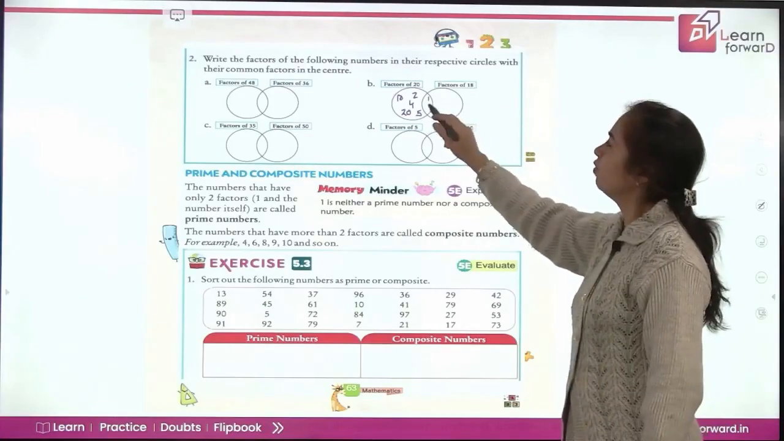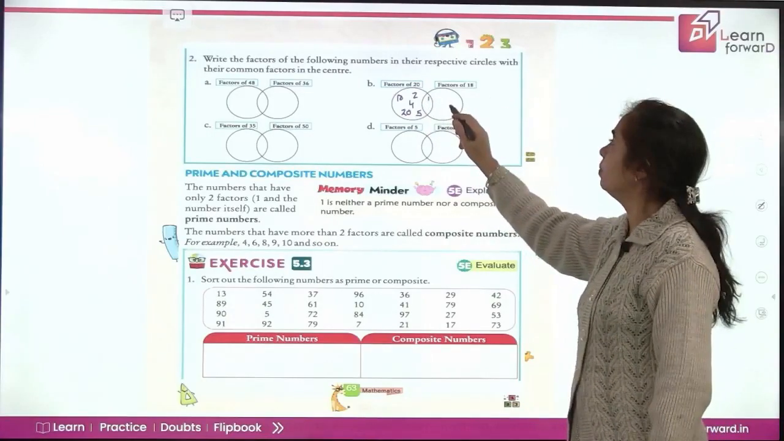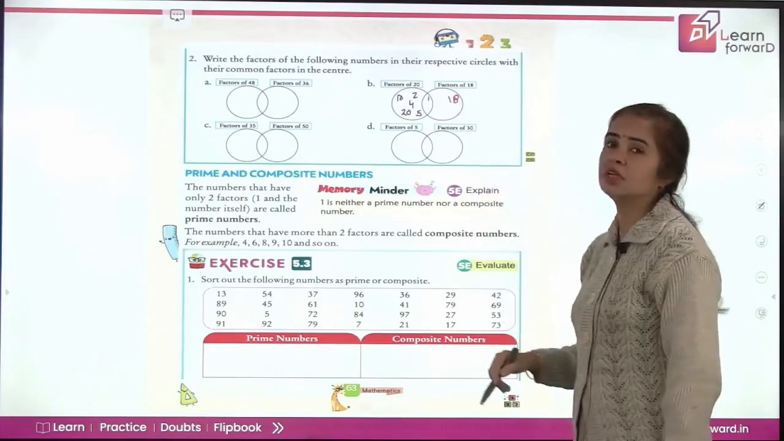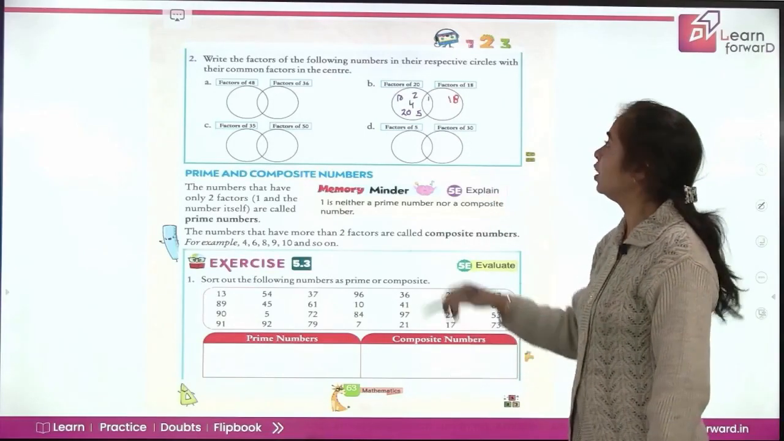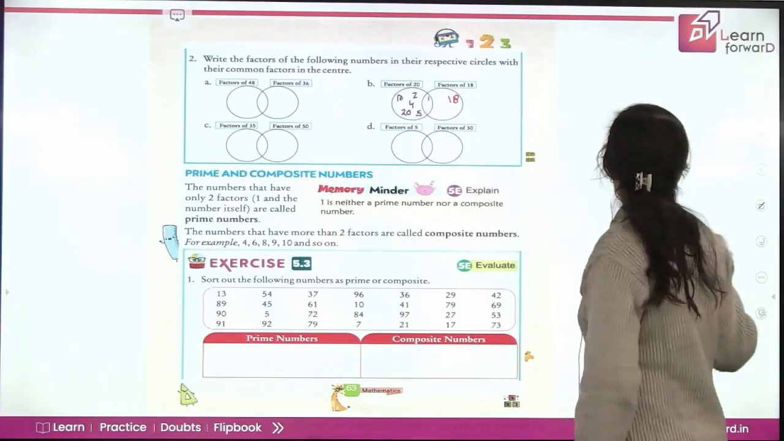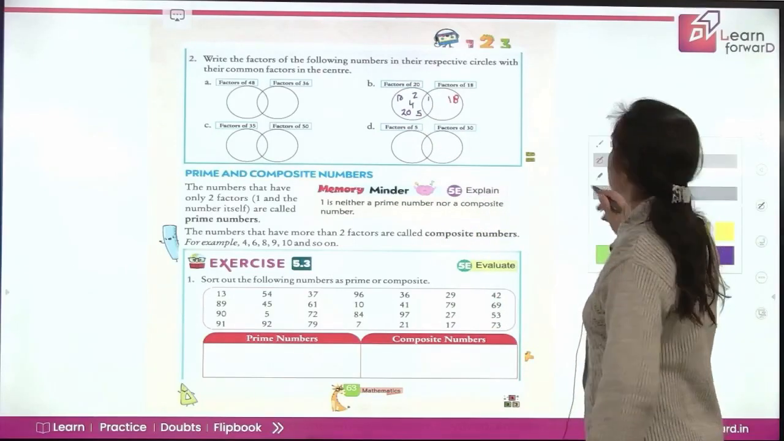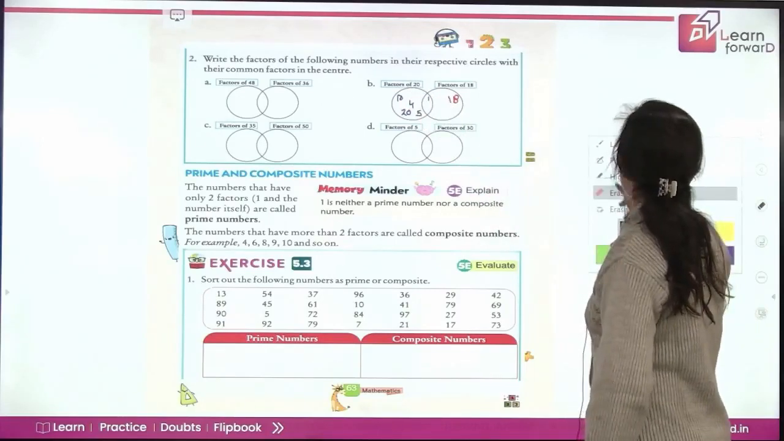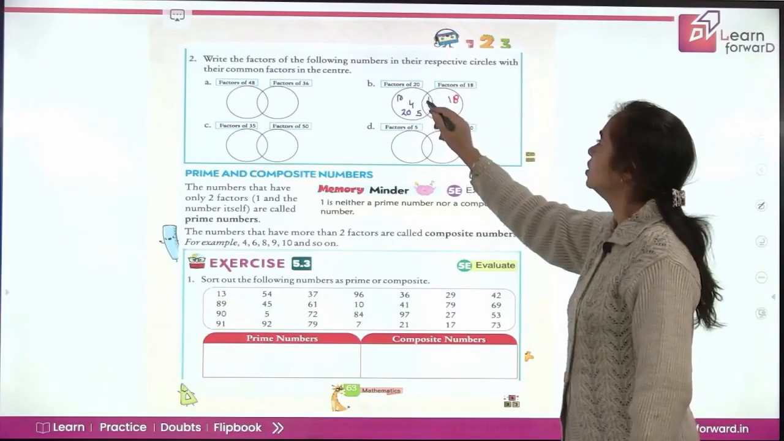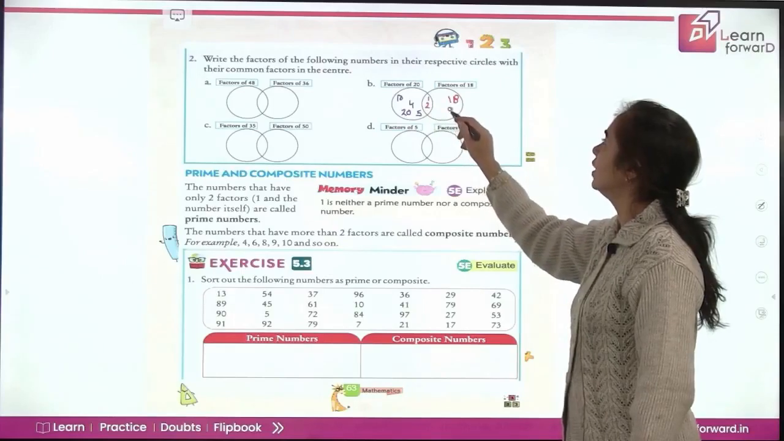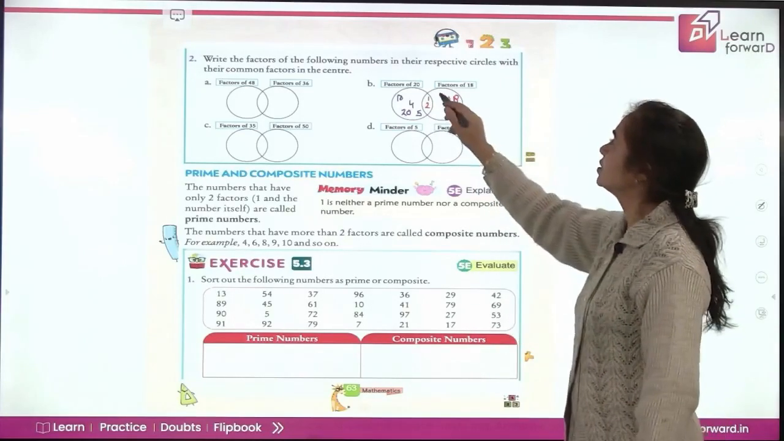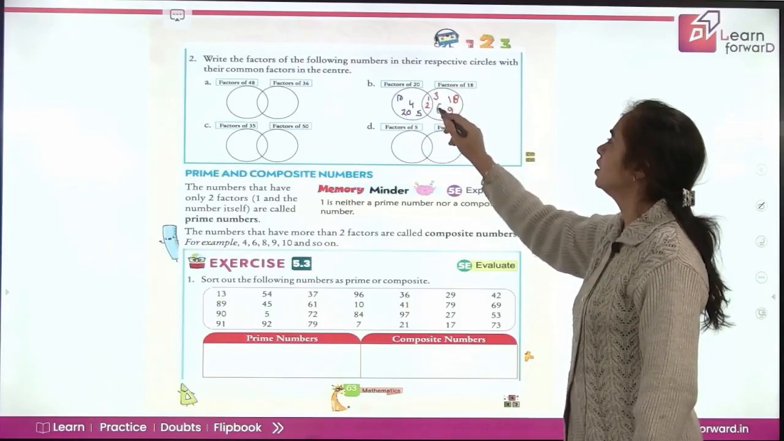So 1 we have already written in the common part. This is the common region. So this is 18. Now 2 and 9. Okay. 2 we have written here, but it is common to both. So let us take it away from here and write it in the common region. This is 2. With 2 you get 9. Is it divisible by 3? Yes. 3 6s are 18. So your one number is here, another is here.